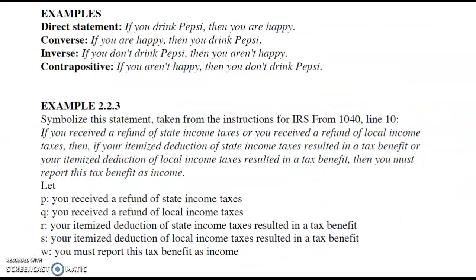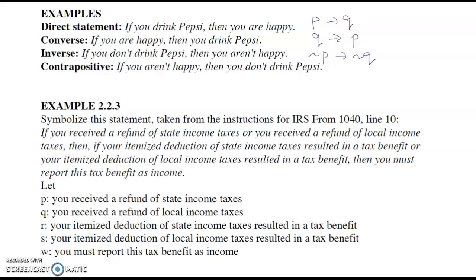All right, now let's take a look at some examples since we've done all the proofs. Direct statement: if you drink Pepsi, then you are happy. Again, this is if P, then Q. The converse is just a flip of P and Q: if you're happy, then you drink Pepsi. So this is if Q, then P. The inverse is if you don't drink Pepsi, then you're not happy. From the direct statement, we're just negating each part, but the order stays the same. So that's what it looks like.